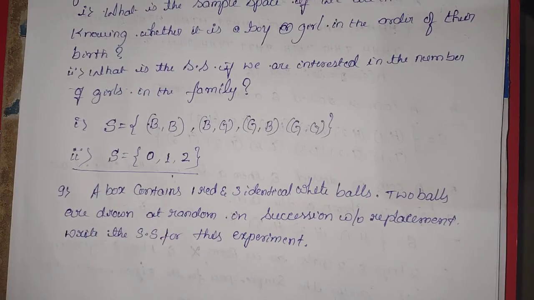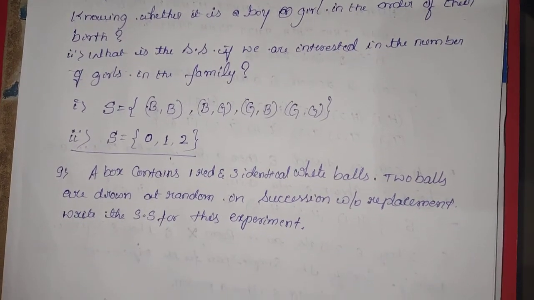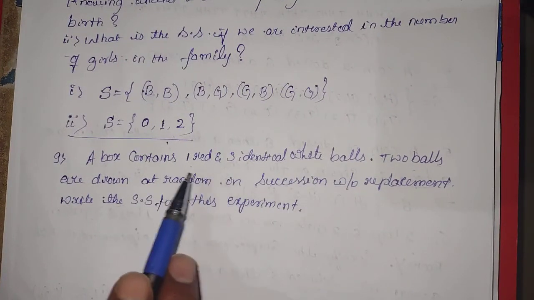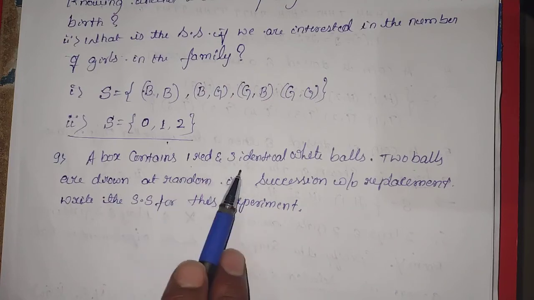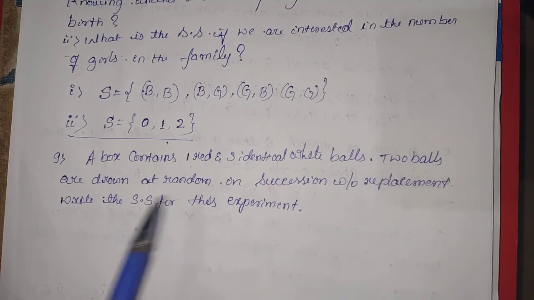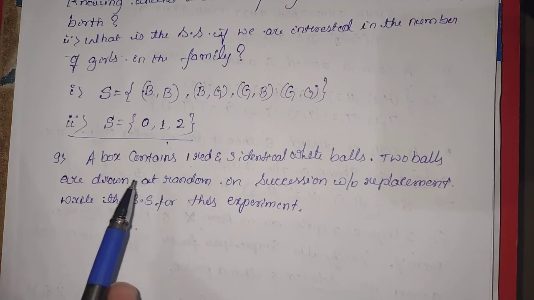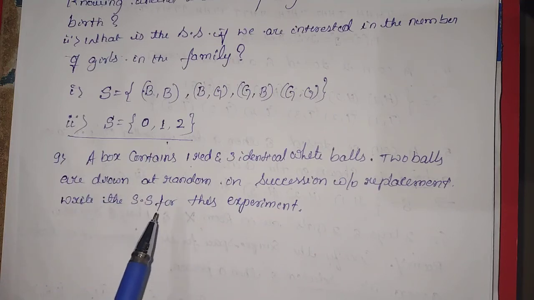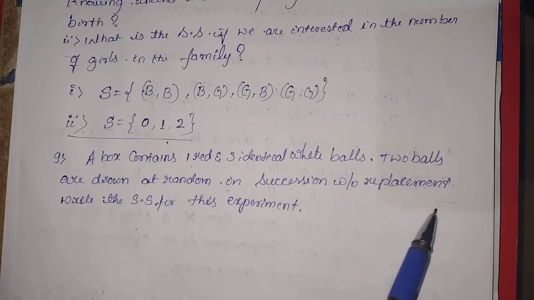Very simple. How do you write the sample space? Try to understand the question. A box containing one red and three identical white balls. Totally the box contains 4 balls. 2 balls are drawn. But we are taking only 2 balls, not 4 balls. Is it right? In succession without replacement.